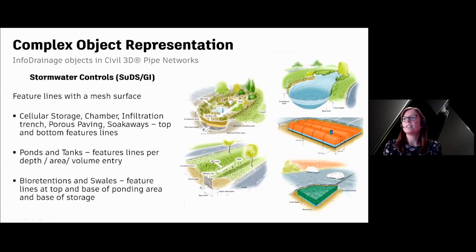Then our bioretentions or swales, which this top section here is a swale, but it could be a dry swale with a trench underneath, would have a feature line at the top of the open section, which we refer to as a ponding area, at the base of that ponding area, and then at the base of the storage or the base of the filtration layers. Again, connected with the mesh surface.